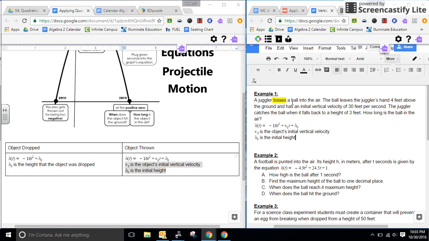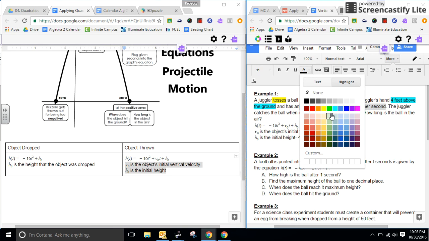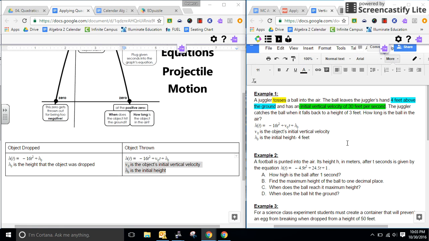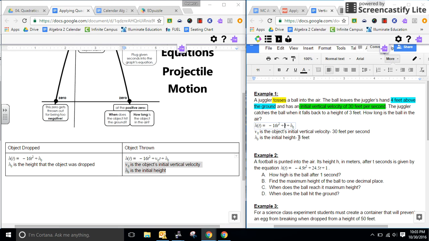It tells us the ball leaves the juggler's hand 4 feet above the ground, so that sounds like the height that we started at. That's going to be our initial height, 4 feet. And then it says it has an initial velocity of 30 feet per second, so that must be our initial velocity, 30 feet per second. So if I plug these into my equation, I've got 30 feet per second, and it's 4 feet above the ground.